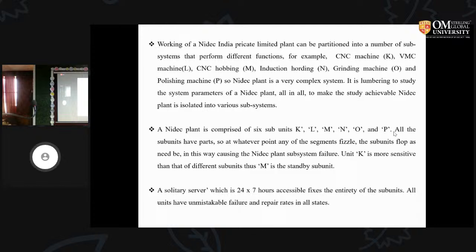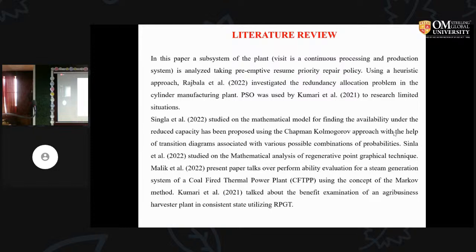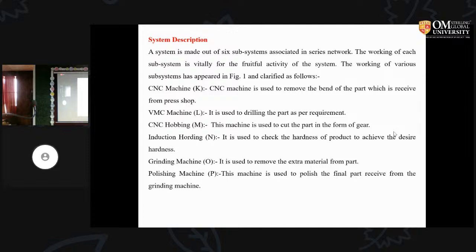A solitary server, which is accessible 24 by 7 hours, fixes all of the subunits. All units have distinct failure and repair rates in all states. A lot of researchers have worked in this field of reliability to find out the availability using different techniques, such as Dr. Vinod Kumar, Dr. Rajwala, Dr. Deepika Garg, Dr. S.C. Malik, and Dr. Sunita Kumar. So this is the system description that I told you, the 6 subunits: CNC machine, VNC, how they work and what they work.